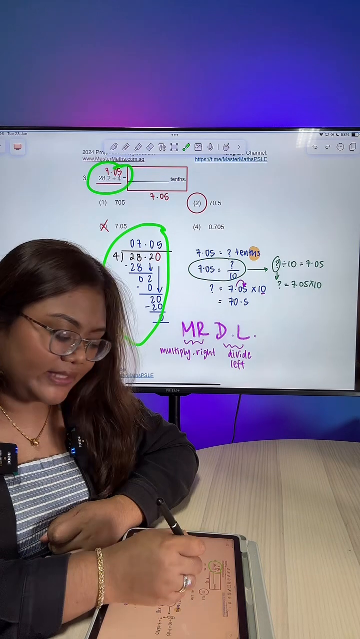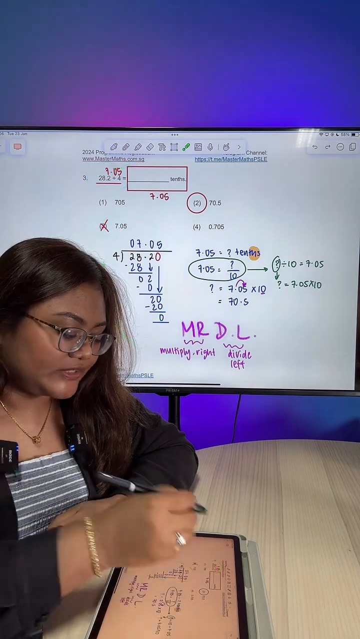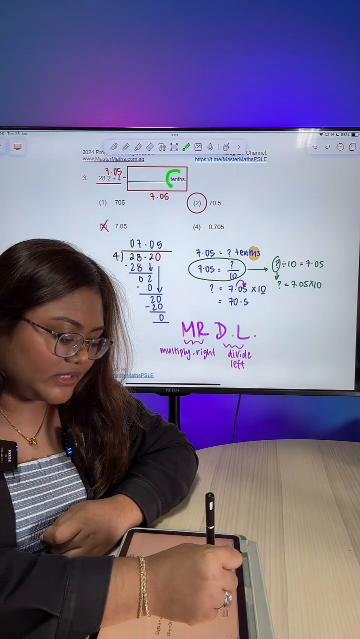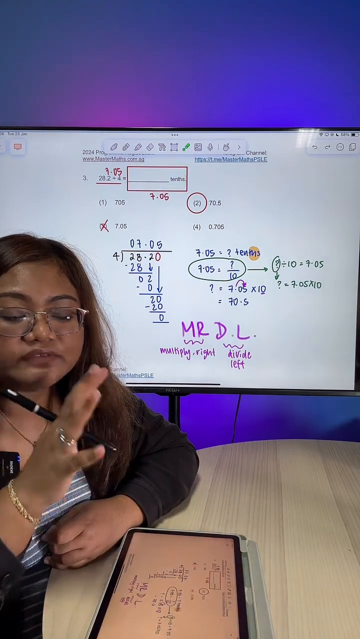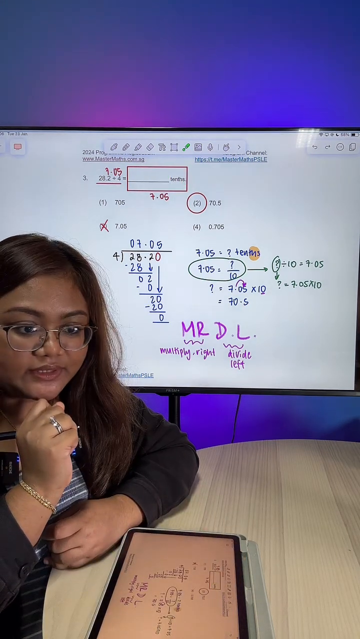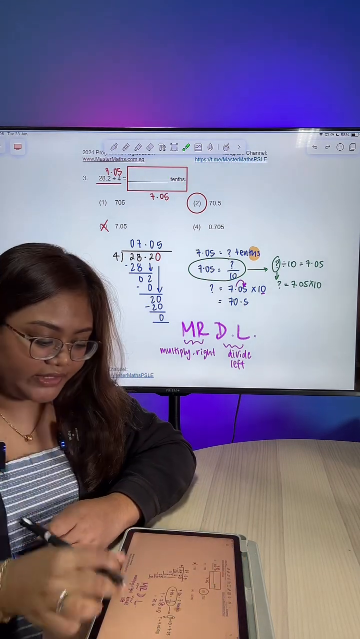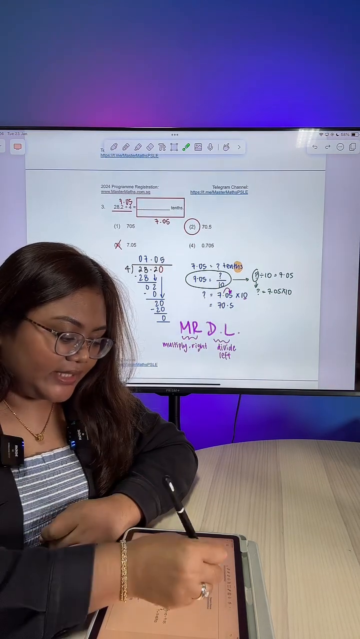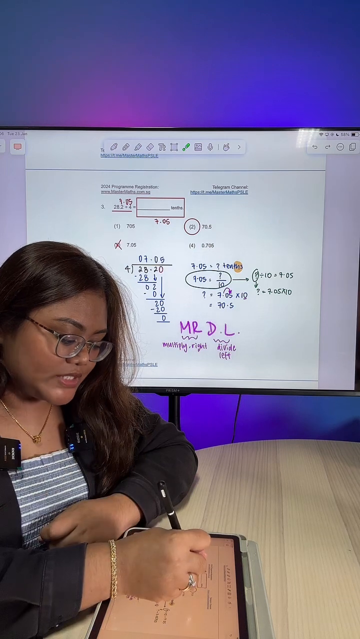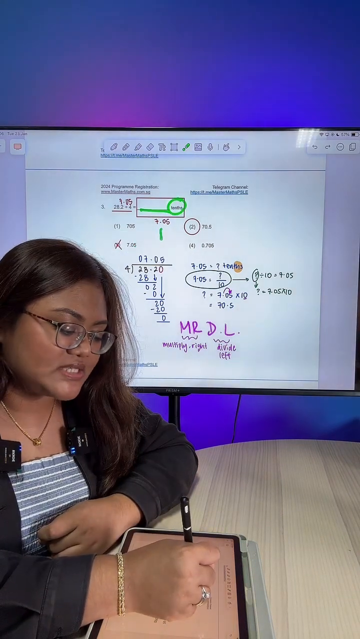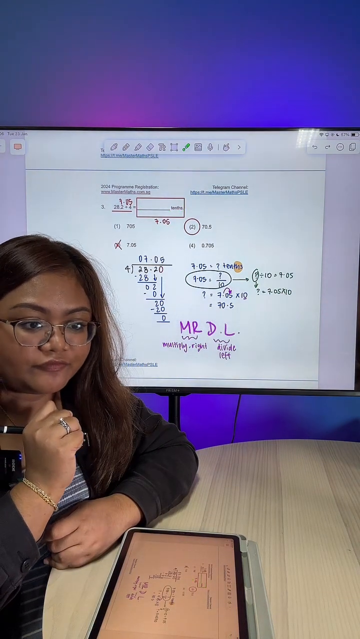Okay? But that cannot be our answer. So that's why I crossed out number 3. Because the answer here has to involve the tenths, because it's written on the right-hand side. Alright? Okay? I cannot write 7.05 as my answer because it is blank tenths that give us 7.05.